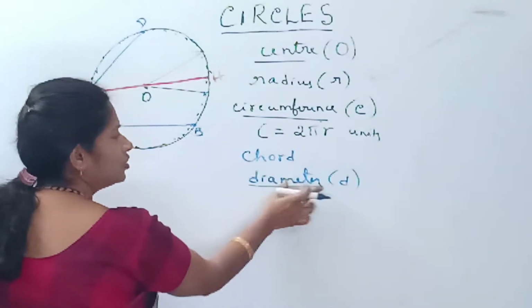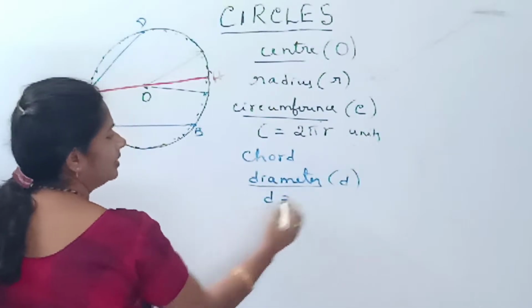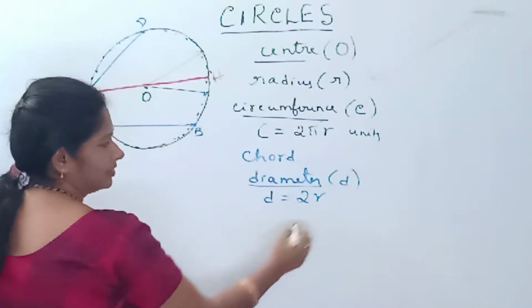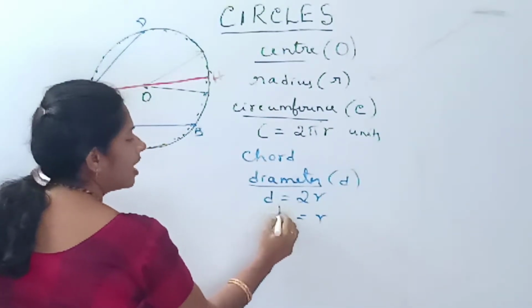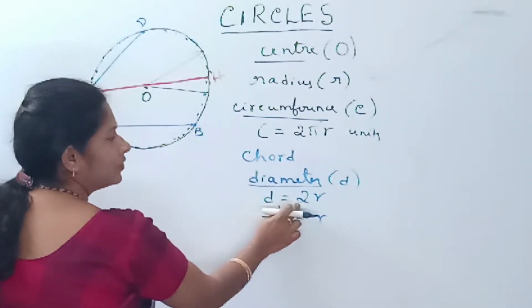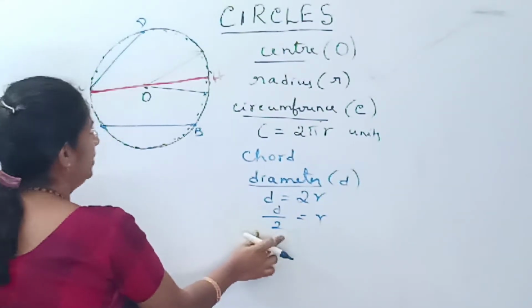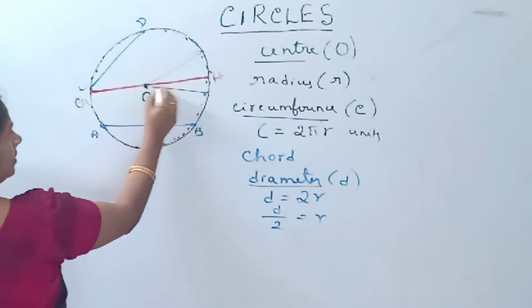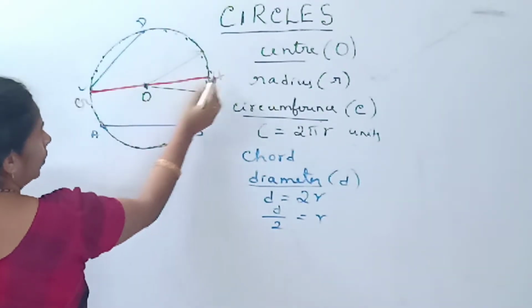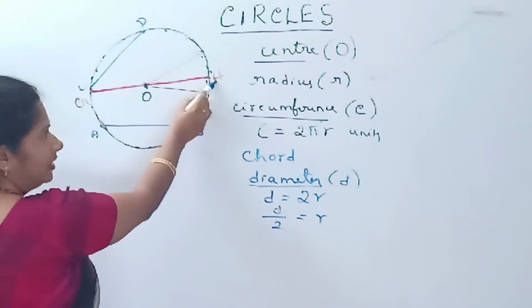So what is the relationship between diameter and radius, children? Diameter is twice the radius, or radius is half of the diameter. Is it clear? See children, this is a radius, isn't it? OH is a radius and GH is a diameter.